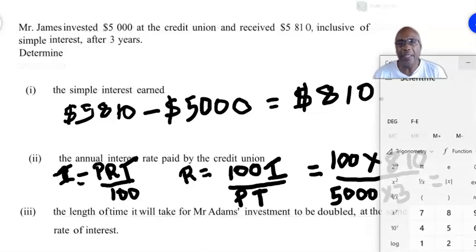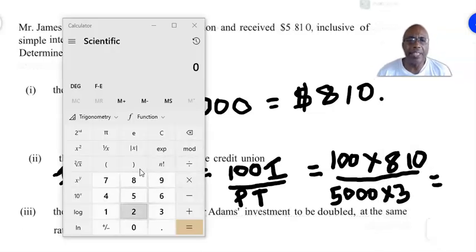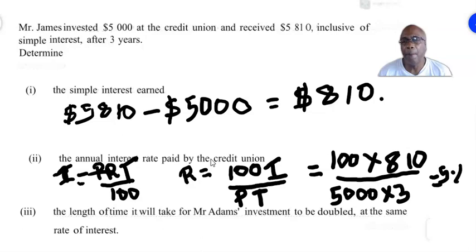So let's get our calculators. 810 times 100. You add 2 zeros to get 81,000. Then you divide that by 5,000 times 3. That's 15,000. 3 times 5 is 15. 15,000 equals, and we get 5.4%. So this is the annual rate percent paid by the credit union.